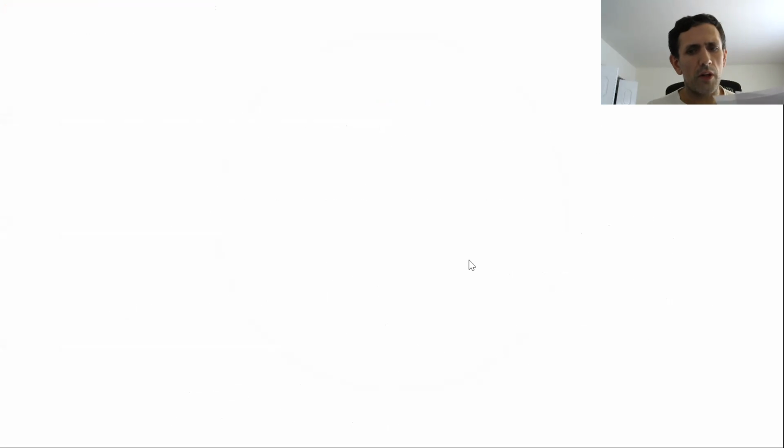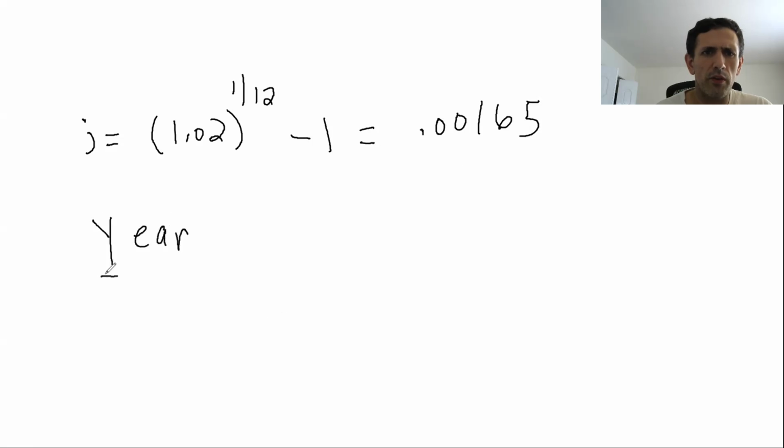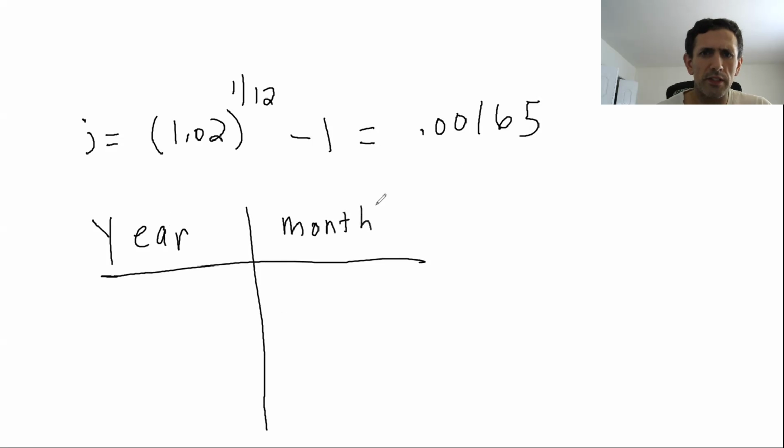First thing is first, to get the accumulated value for each year, I need the monthly interest rate. So we take 1.02, the effective annual interest rate, raise it to the 1/12, which is the growth factor per month. Subtract 1, and you get 0.00165. Real quickly, you don't really have to do this, but let's make sure we're all on the same page here. The pattern is very easy to see.